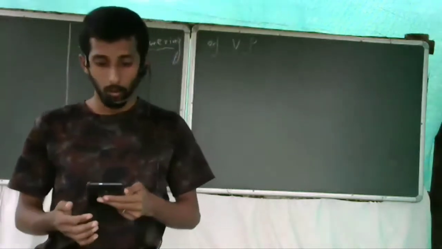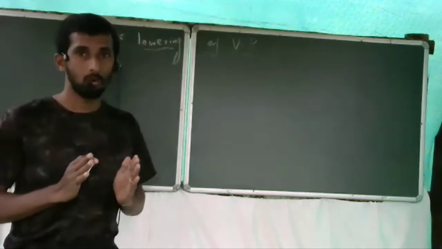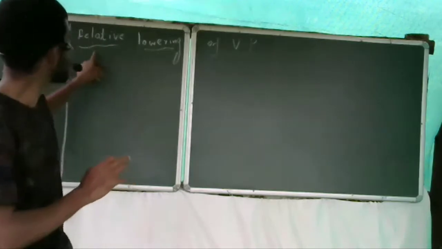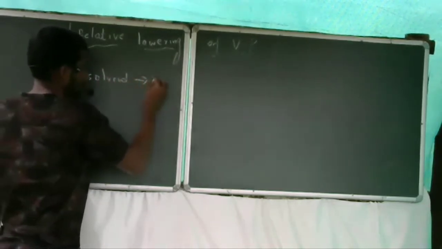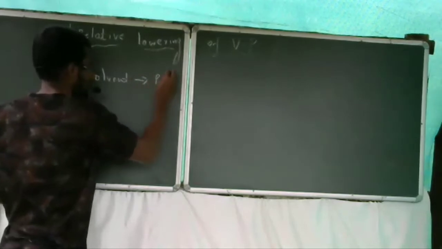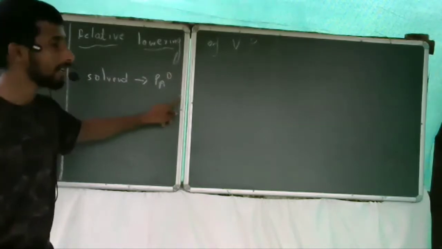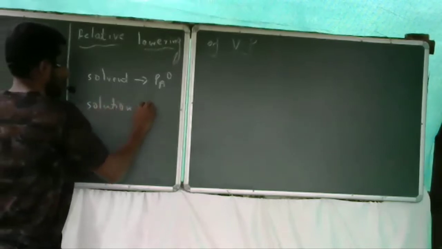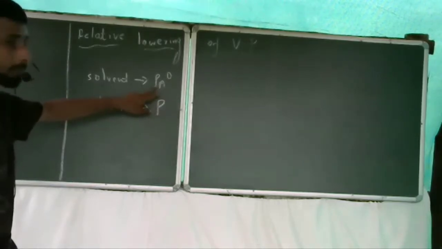The name says lowering of vapor pressure. What does it mean? If you add a non-volatile solute to a volatile solvent, its vapor pressure decreases. That is the meaning of relative lowering of vapor pressure. If you take a solvent, let its vapor pressure be Pa naught. That is a pure solvent. Then let the vapor pressure of the solution be P. This is the vapor pressure of the solution, and this one is the vapor pressure of the pure solvent.